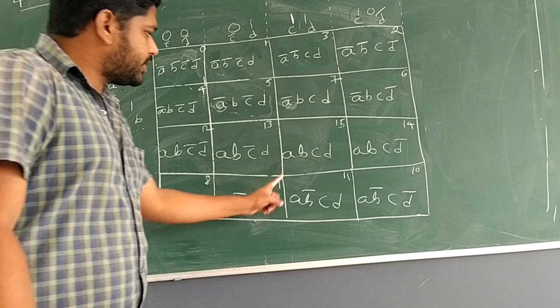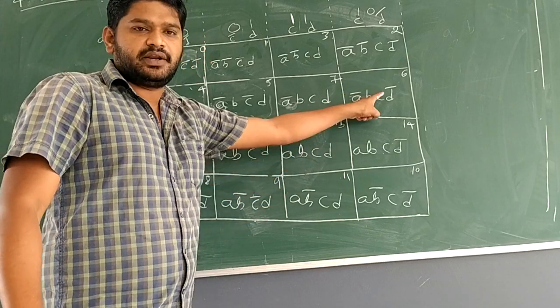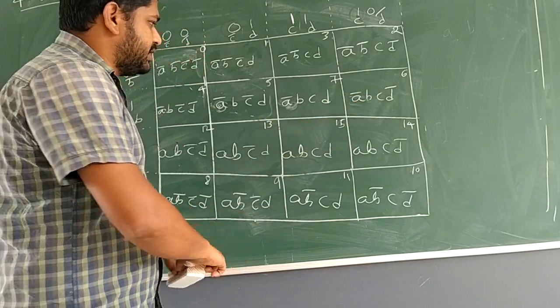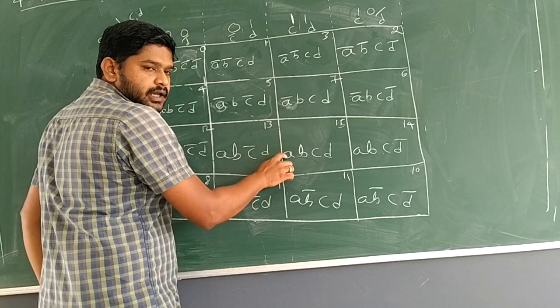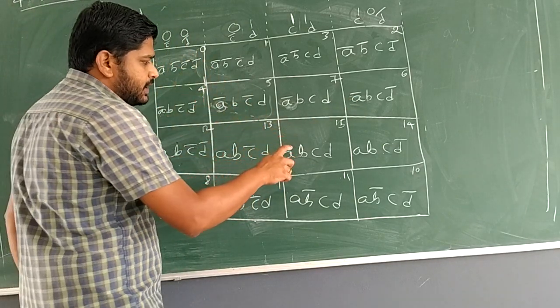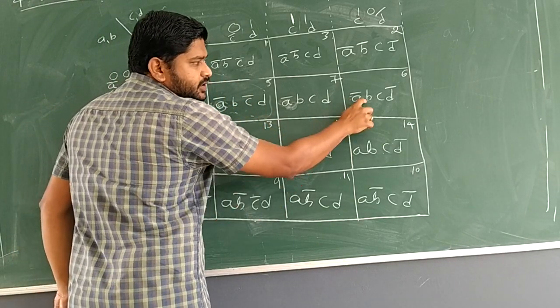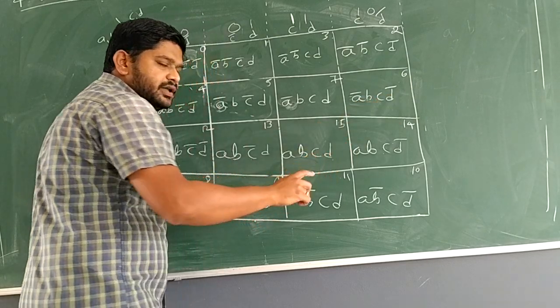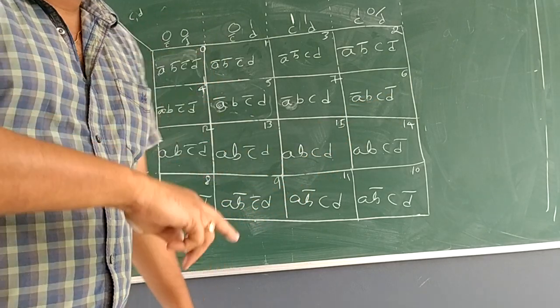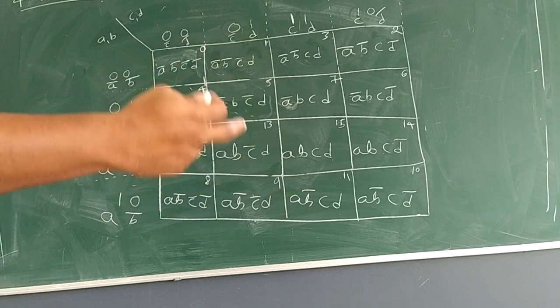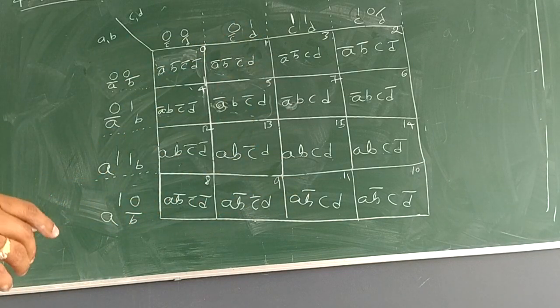Now we can check 6 and 12. Compare 6 and 12. A bar and A, so 1 difference. Then B, C same, D bar and D, so 2 differences. A and D position differ, B and C positions have no difference.